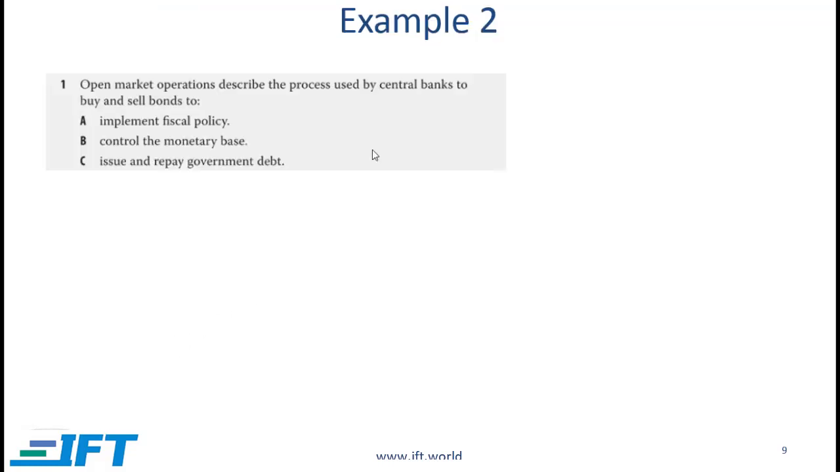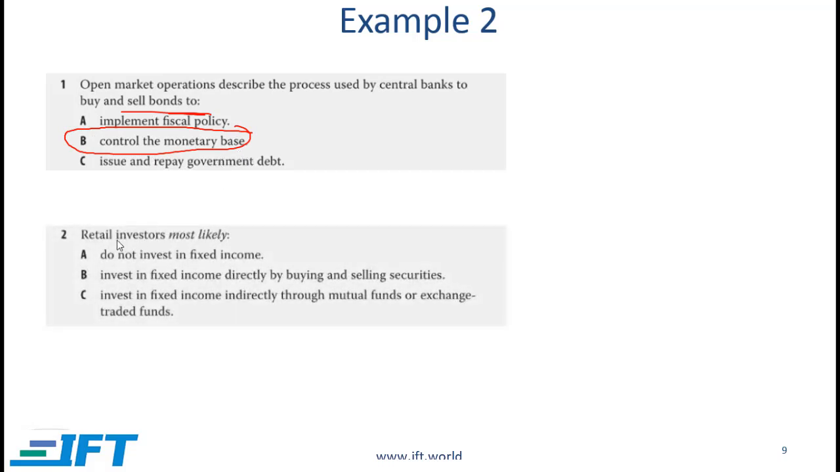Let's take a look at example 2 now. Open market operations describe the process used by central banks to buy and sell bonds to implement fiscal policy. That's not true. It's used to control the monetary base, and we just talked about that. Retail investors most likely do not invest in fixed income. That's not true. Invest in fixed income directly. That's also not true. Invest in fixed income indirectly through mutual funds or exchange traded funds, and that is true.